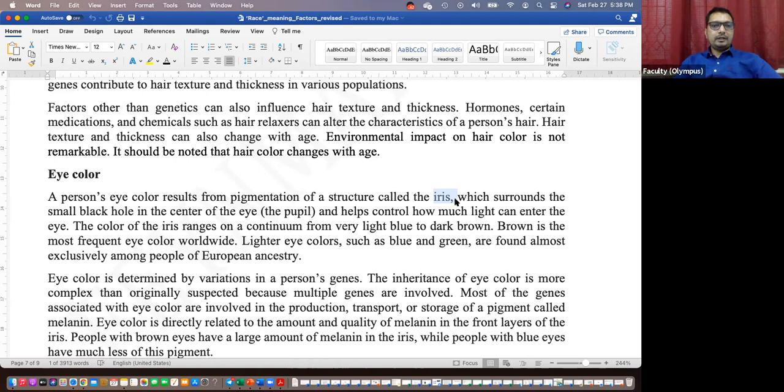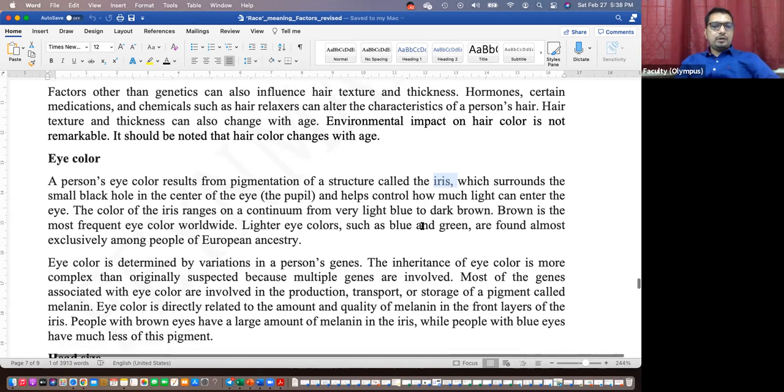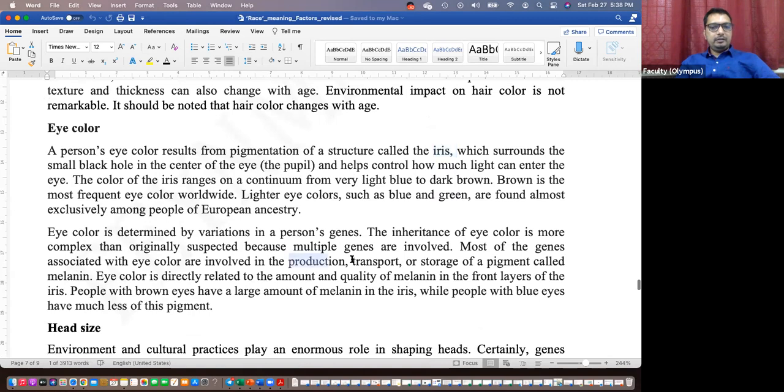Some studies pointed that there are multiple genes that define our eye color. But these genes, what do they do? They help in production of melanin, transport of pigment, storage of pigment. So multiple genes deal with these various aspects of melanin production, transport, storage, etc.